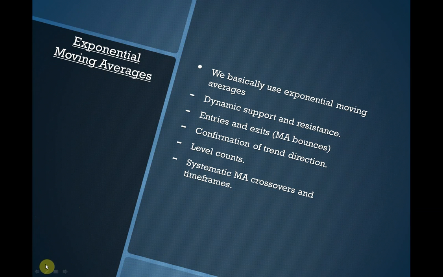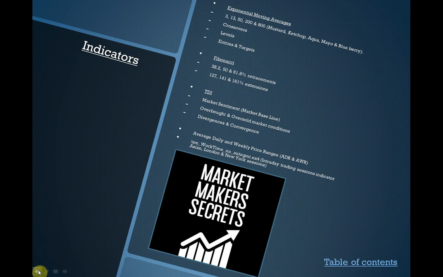But the most important thing that we're gonna focus on right now is exponential moving averages, and as we proceed, we're gonna incorporate Fibonacci, then TDI, and then lastly ATR and the work time auto GMT indicator. So without wasting any time, let's go to our charts.